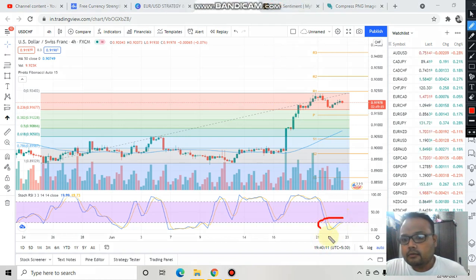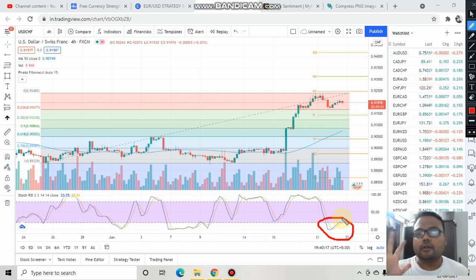You can also look at the position of stochastic RSI, and stochastic RSI is also indicating that yes, you can go for a buy order. Market has gone up. This is not the most ideal position, but still, if you want to go for a buy order right now, there is still a window to go for a buy order.